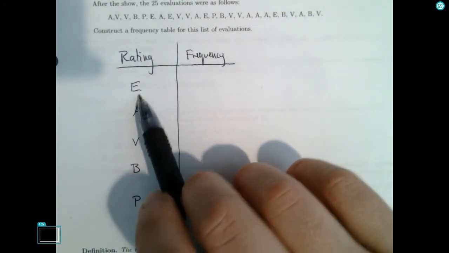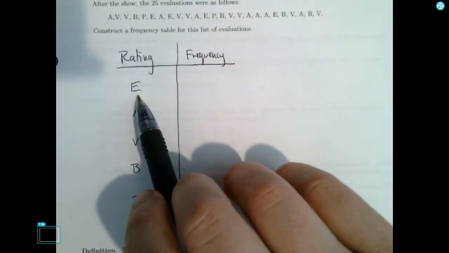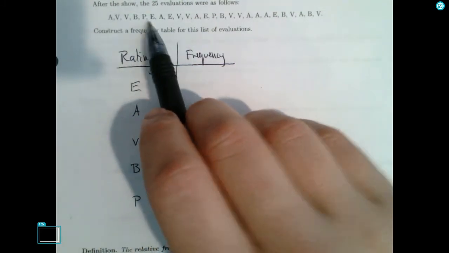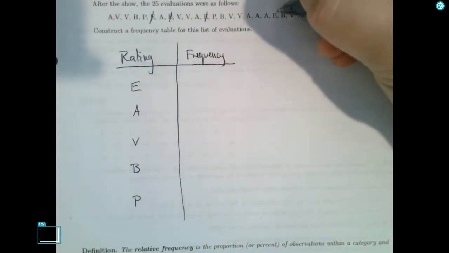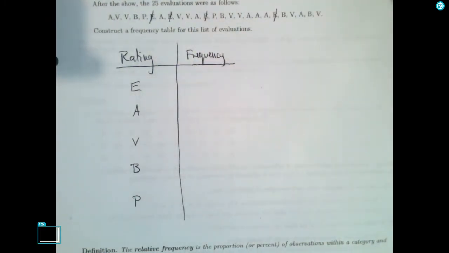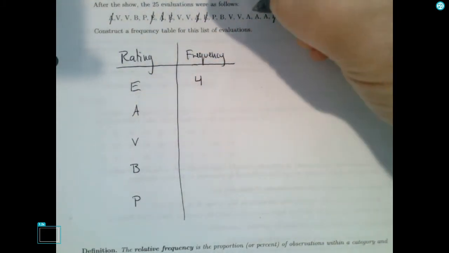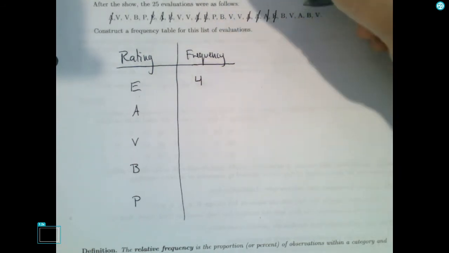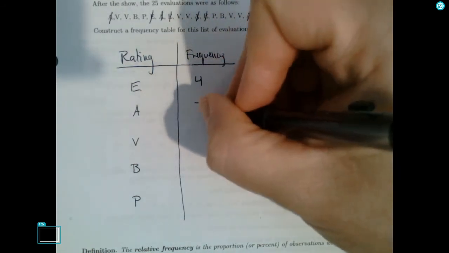How many people rated the show as excellent? Well, there's 1, 2, 3, 4. So I think 4 of those. How many rated it above average? There was 1, 2, 3, 4, 5, 6, 7. So it looks like 7 of them.